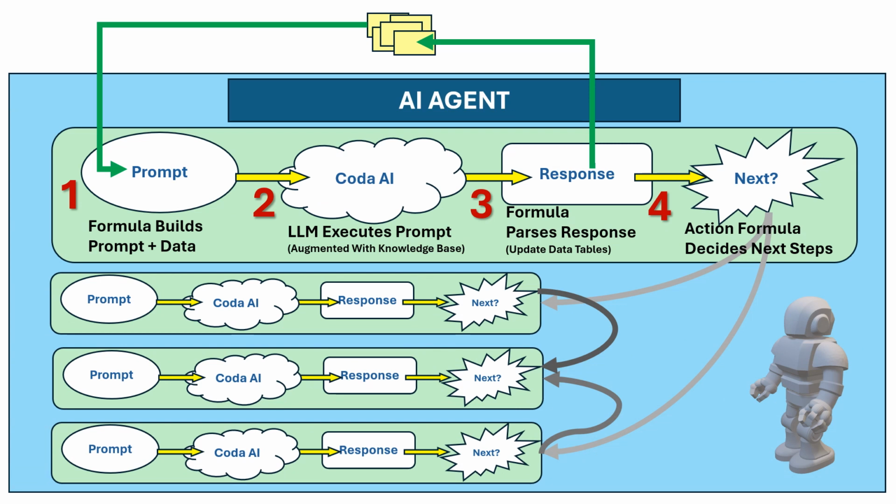Internally, the agent is built using steps, where each step involves a formula. The first one builds a prompt using data from your database. The prompt is then sent to Coda AI, where the large language model executes the prompt and generates a response. A formula will then parse the response and extract the data that's needed and update your Coda tables with that data. And based on the results of that, there is an action formula that decides what the next step should be in order to progress the workflow.